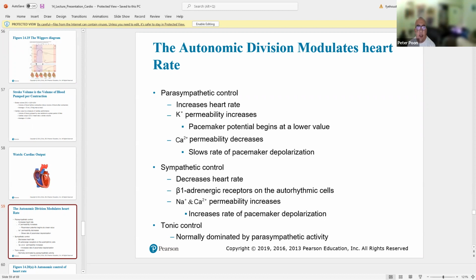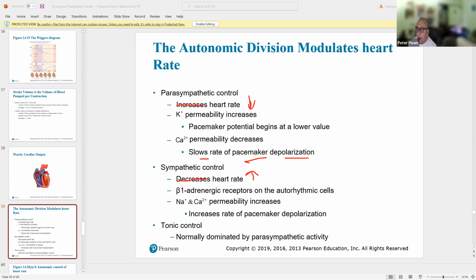This should be decrease. I don't know how they screw this up, but this should be decrease and this should be increase. Okay, so decreases heart rate, increases heart rate. So the less potential, slower heart rate, pacemaker depolarization. That's right. So all of these are right except for that should be decreasing, that should be increasing. Okay, beta receptors.